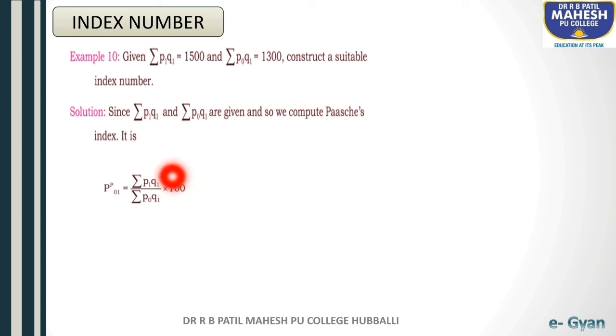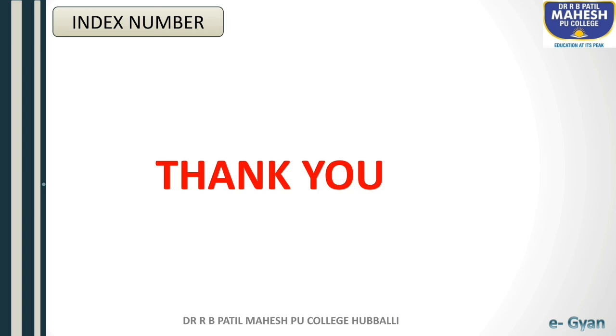So now you substitute the values. Summation P1 Q1 total is 1500. Summation P0 Q1 is 1300. So 1500 divided by 1300 into 100. After solving this, P01 of Paasche is 115.38. Okay students. In the next class we are going to solve some more important examples.